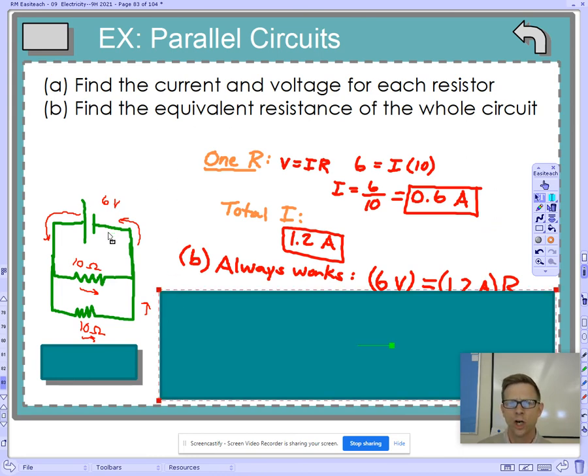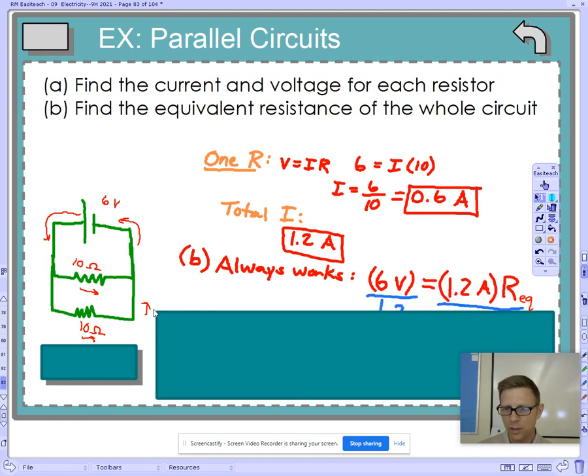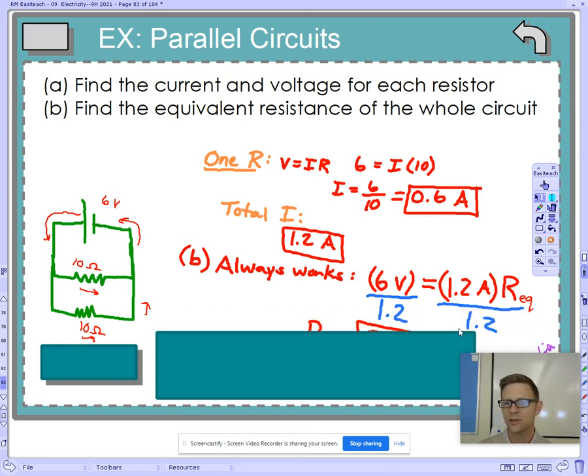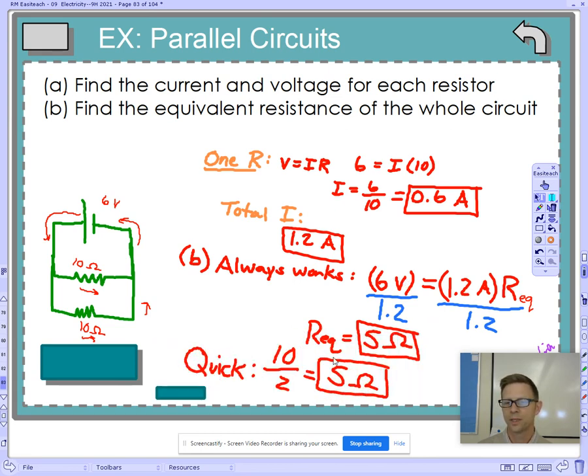So the current for this resistor is 0.6 amps. The current for this resistor is 0.6 amps. The voltage for this is 6 volts, and the voltage for this is also 6 volts. The equivalent resistance of the whole circuit is 5 ohms, using the rule I just said, where they're both equal. But if you didn't remember that rule, you could use the total voltage and the total current to calculate the total resistance using Ohm's law, V = IR. So the equivalent resistance is 5, and the quick way is also getting you 5 ohms.